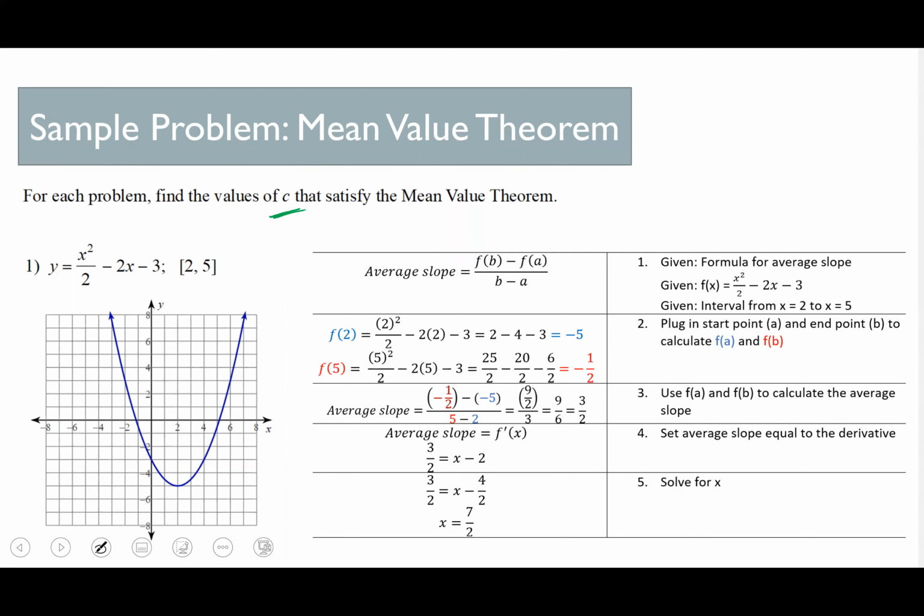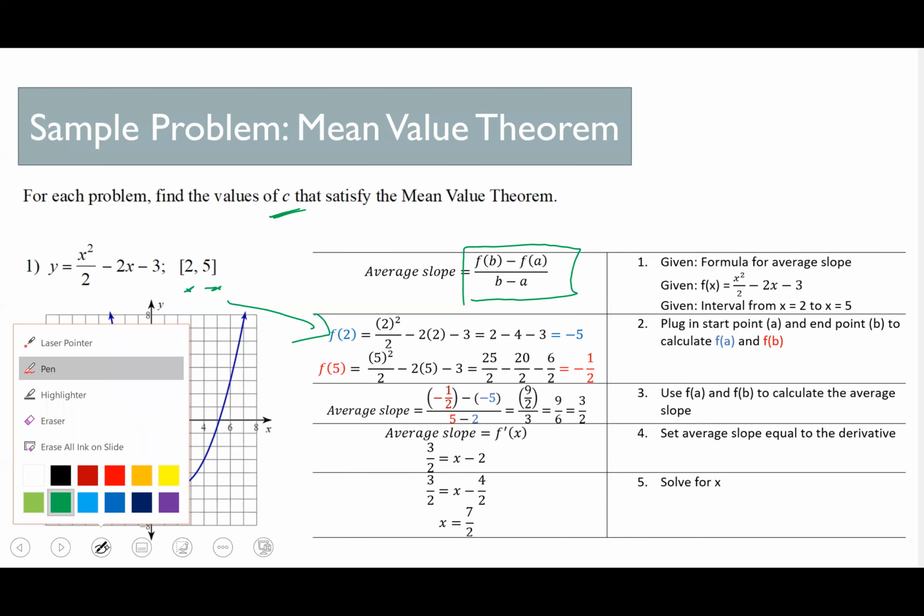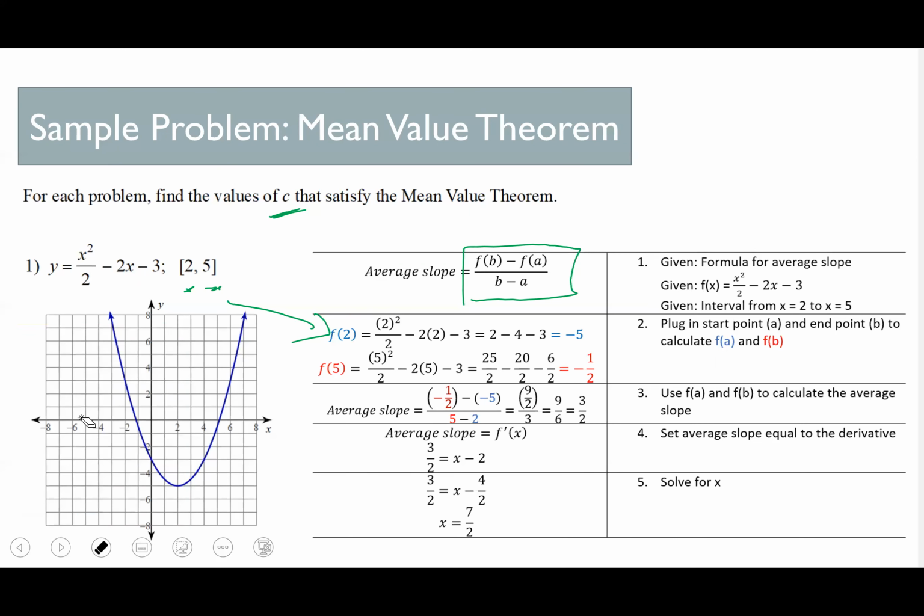So my average slope is y2 minus y1 over x2 minus x1. We're in function notation, so f of b minus f of a over b minus a. First I'm going to get our y values by plugging in x equals 2 and x equals 5 into our equation. Are you okay on our first step? There's no point of 2 and 5 here though.